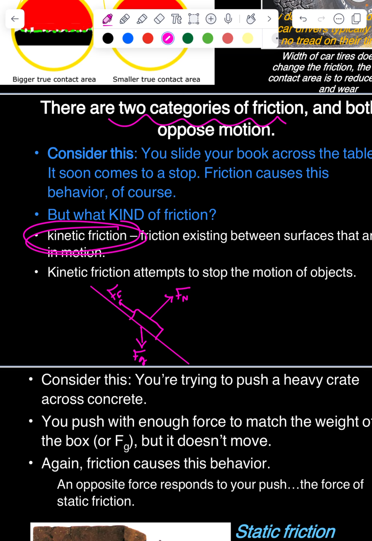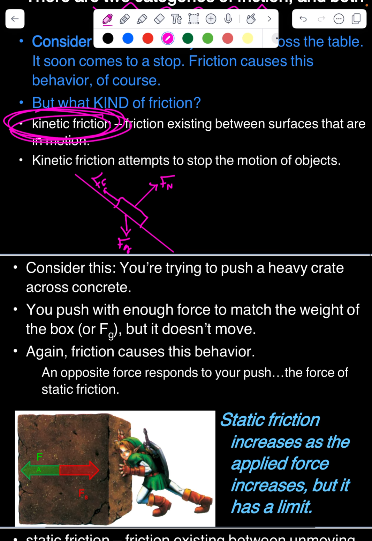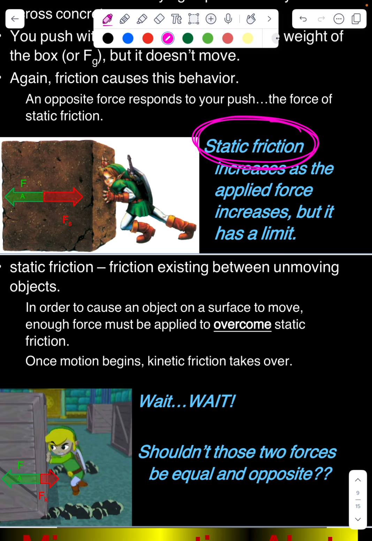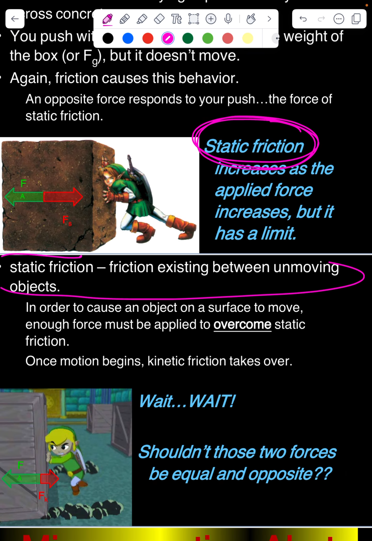But because this box is not moving, it can't be kinetic friction. That type of friction is called static friction. Static friction is the type of friction that occurs between unmoving objects. So say you are trying to move a very large refrigerator.